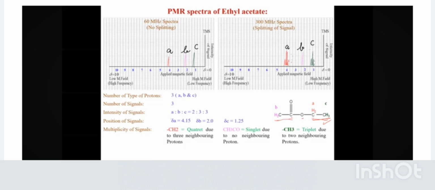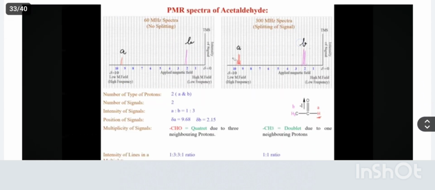Number of types of proton: 3, A, B and C. Number of signals: 3. Intensity of signals A:B:C is 3:2:3. Position of signal: delta A is equal to 4.15, delta B is equal to 2.0 and delta C is equal to 1.25. Multiplicity of signal: quadruplet due to 3 neighboring protons, singlet due to no neighboring proton, triplet due to 2 neighboring protons.